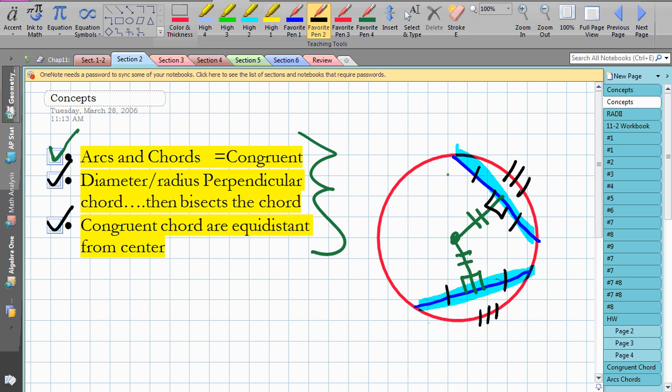Visually, it's very intuitive. It kind of looks like it's broken into two parts, and it looks like it's perpendicular, and all those things are true.